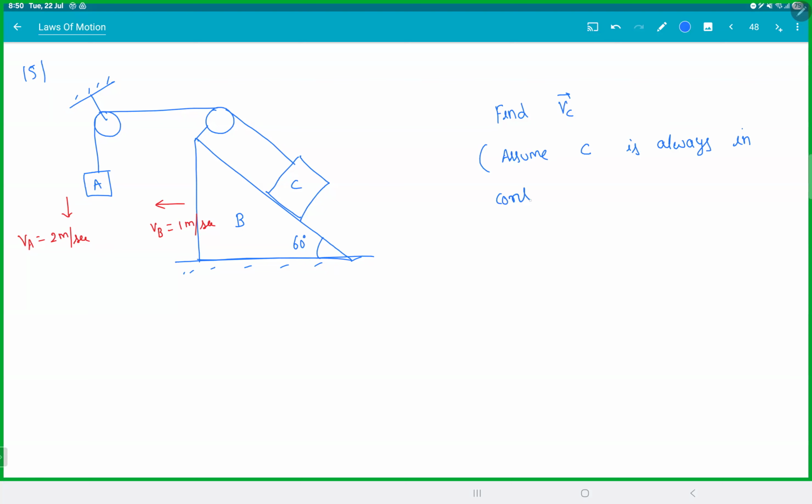There is a possibility that if I move the wedge really fast, then C will actually start flying in the air like this. So we don't want that to happen. How do we do this? Try. Everyone should give it a try.